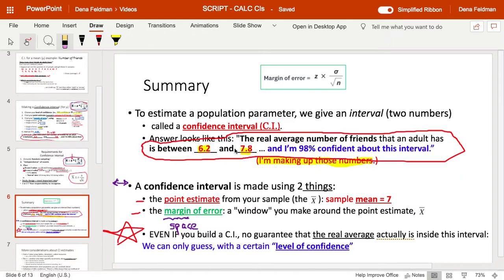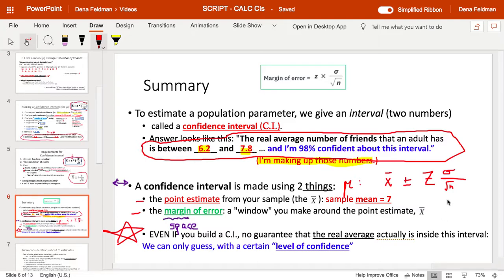And how I found those, well, the confidence interval is made of two things. It's made of a point estimate, and it's made of a margin of error. The confidence interval for the mean is made of a point estimate plus or minus a margin of error, where the margin of error has these three numbers: 1, 2, 3.